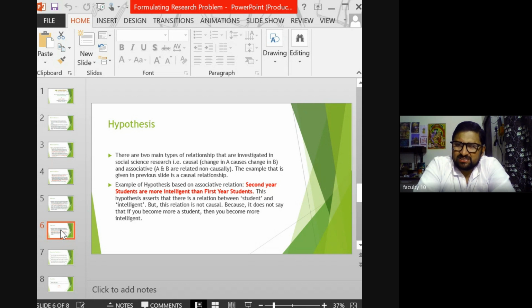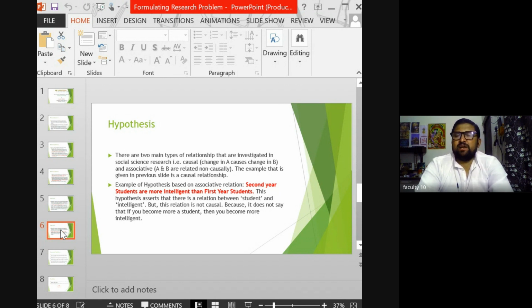Now, this hypothesis asserts that there is a relation between the student and intelligent. That means if you are a student, then you are intelligent, or you are not intelligent. In the context of second year, students and intelligent are positively related. In the context of first year, the student and intelligent are not positively related in comparison. But it is not a causal relationship, right?